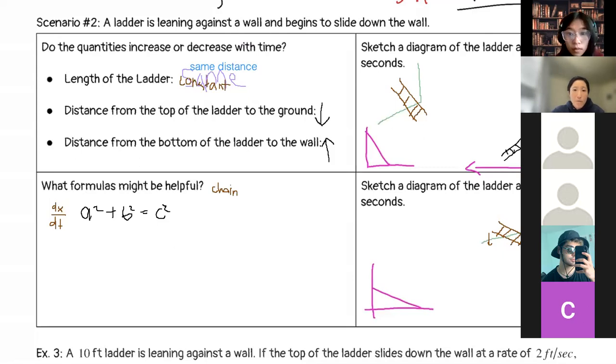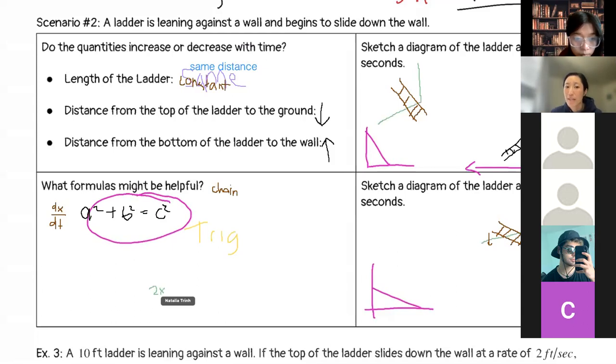Now, what formulas might be helpful? We've got a squared plus b squared equals c squared. That is in fact a very useful formula for what we have here. Trig occasionally, I think not in this particular example, but it can be in other questions like this. All right, so let's start with this. Let's take a look at an actual question, and we'll use all of this to help us out.